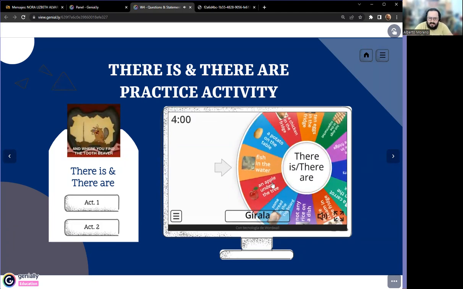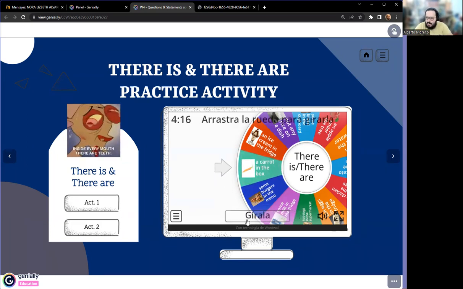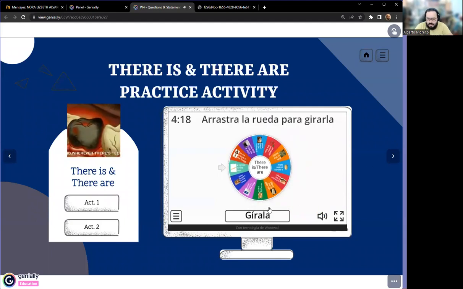And the last one, well, bueno, la penúltima. Carla. Is there are a carrot in the box. A carrot. Una. Sería. There is a carrot in the box. Ok. Y ahora sí, la última persona, Mari Carmen.